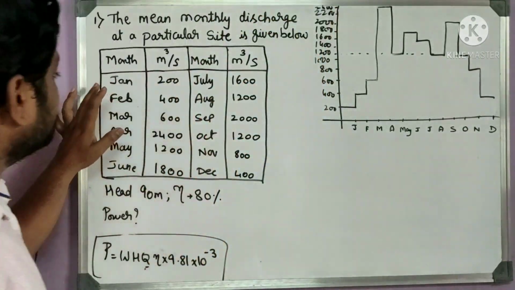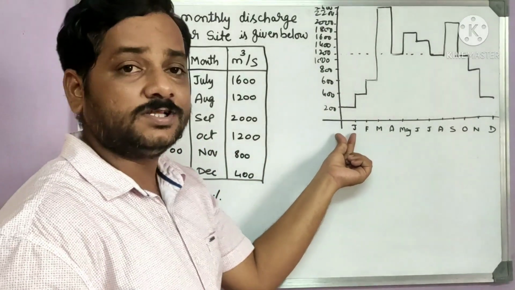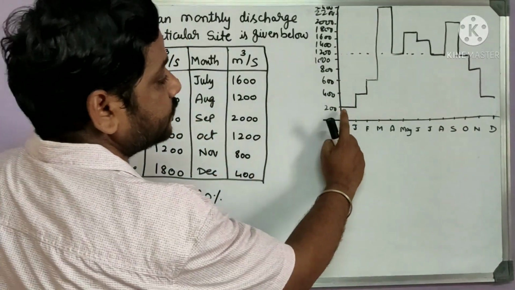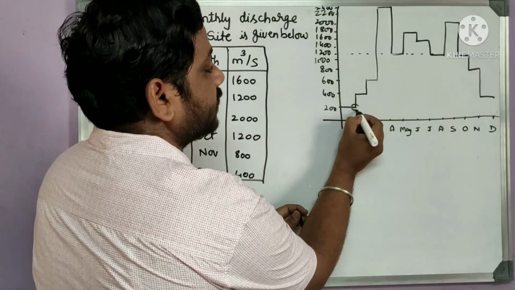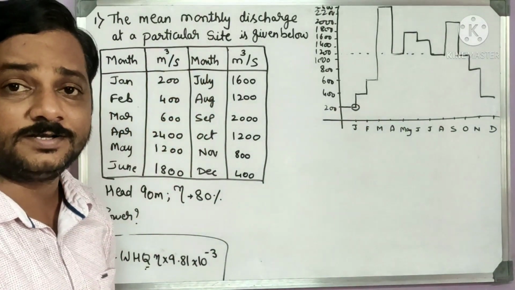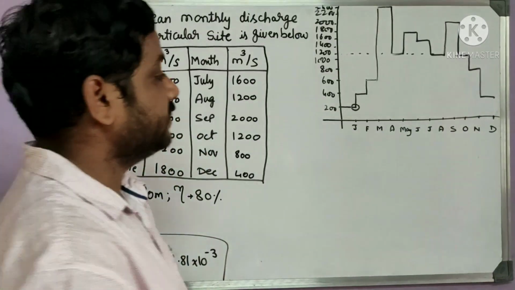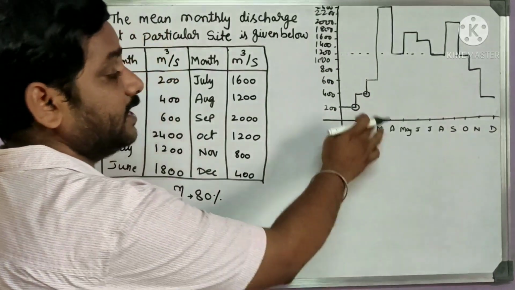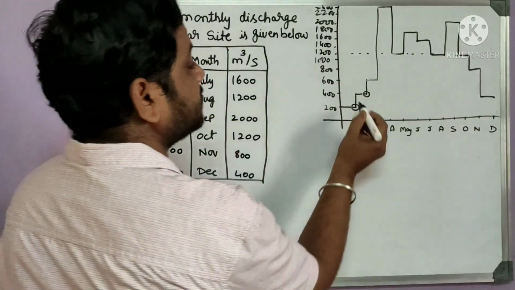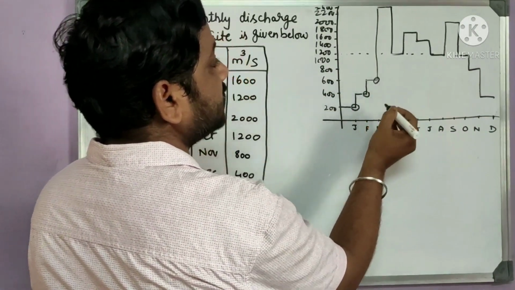Now in the month of January, we have the discharge of 200. So we need to point 200 here and January here. So we get 1 point here. So just join it. That is 200. Same way, in the month of February, we have 400. So I just highlighted the points. First you need to highlight the points now. In the month of March, it is 600.